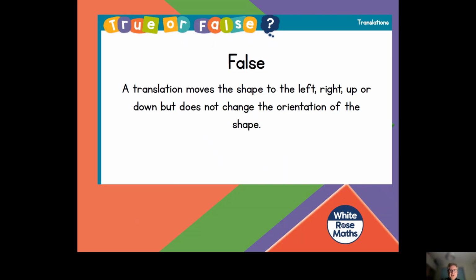So it's false. The translation moves the shape to the left, right, up or down, but it does not change the orientation of the shape. And I think I'm also noticing that it's not changing the dimensions, the size of the shape, which seems to be particularly important because then you can plot that one vertex. If you want to plot all of them, and it will depend on which shape you're doing, that's fine. One vertex often could be enough.